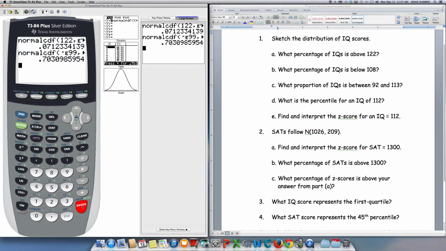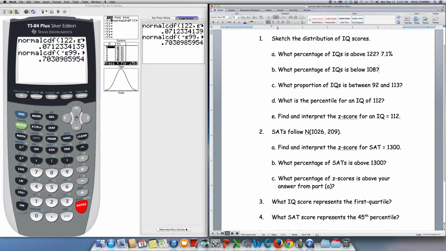All right, gang, so do this. So percentage for part B would be 70.3%. So I'm going to go over here and make our answers. So this would be 7.1%.